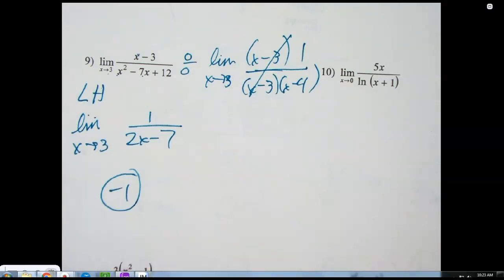Yeah. Well, I was just going to ask if they'll ask you to use it. They won't say in this problem use L'Hopital's rule, but they'll give you problems where the only way you can do it is to use L'Hopital's rule.